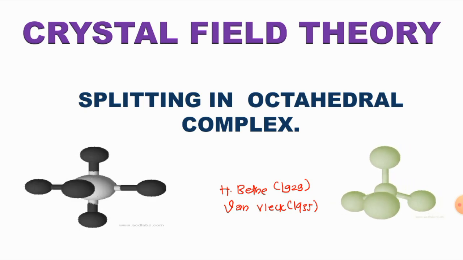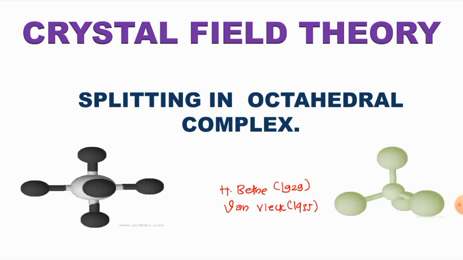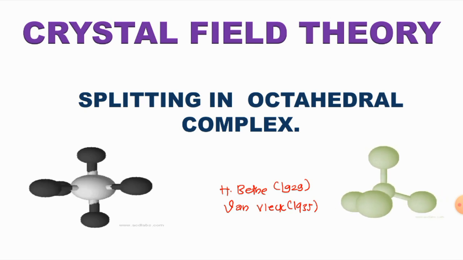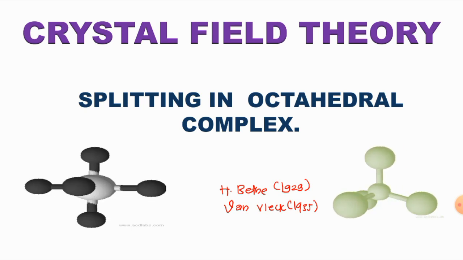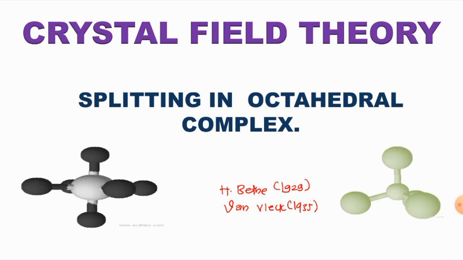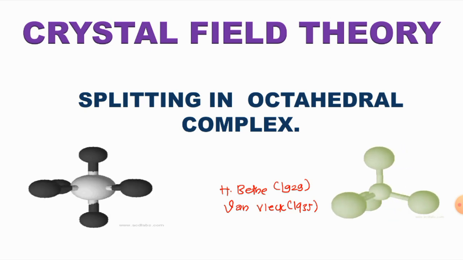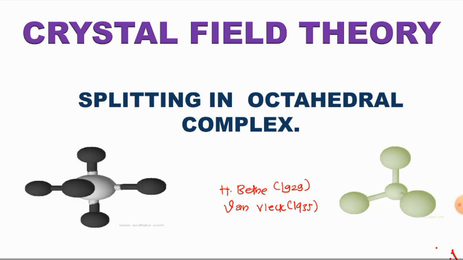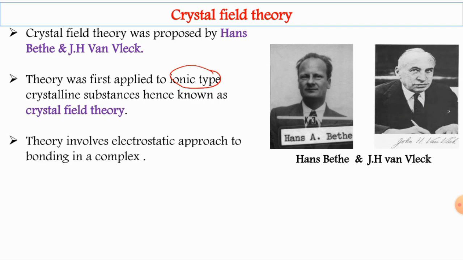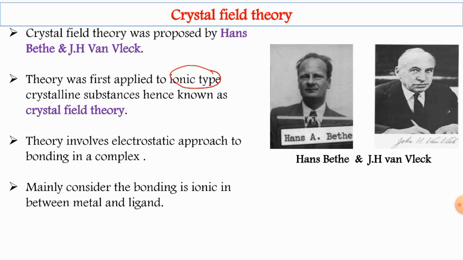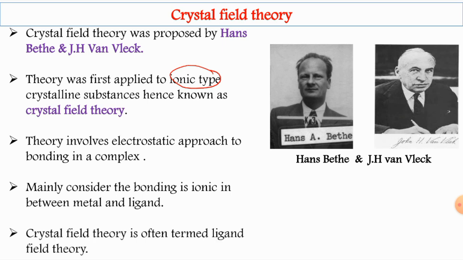Valence bond theory was put forward by Linus Pauling in 1930. Again in the same era, CFT was proposed by Bethe and Van Vleck, and the application of crystal field theory to chemical compounds came in the 1950s. This theory is related to the ionic nature of metal and ligand. It involves the electrostatic approach, particularly to coordination complexes, and the metal and ligand bonding is of purely ionic character. The crystal field theory is often also termed ligand field theory.